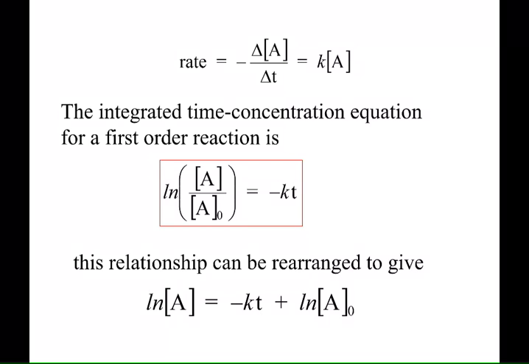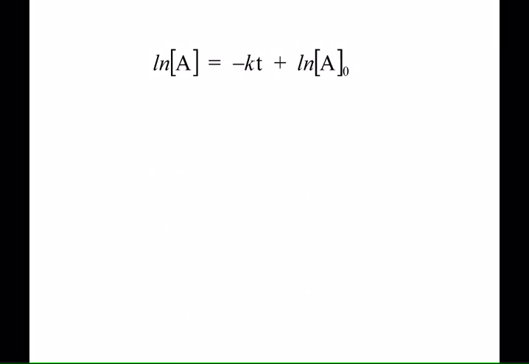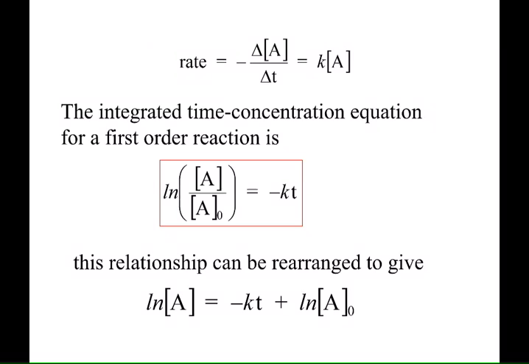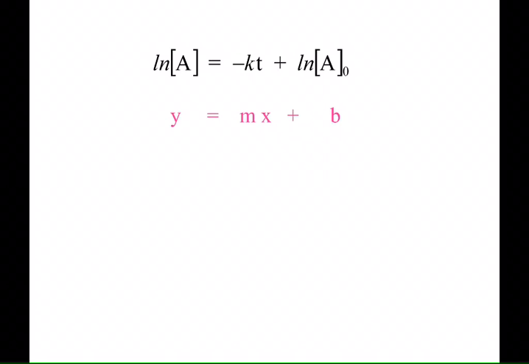The natural log of A at time t is equal to negative kt plus the natural log of the initial molar concentration of A. Line up y is equal to mx plus b. That's actually the thing that we can plot.